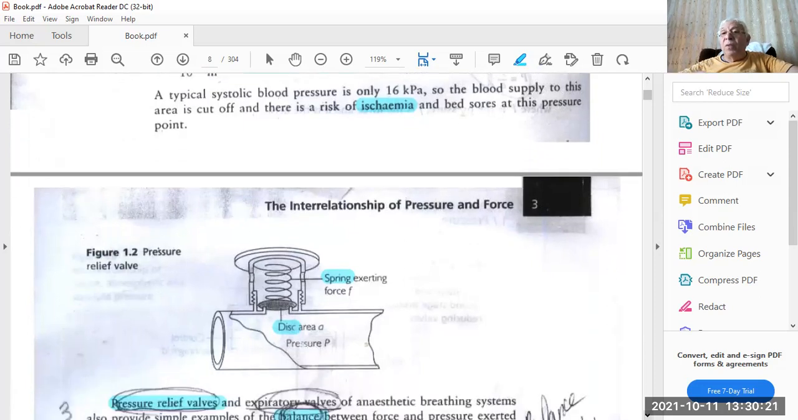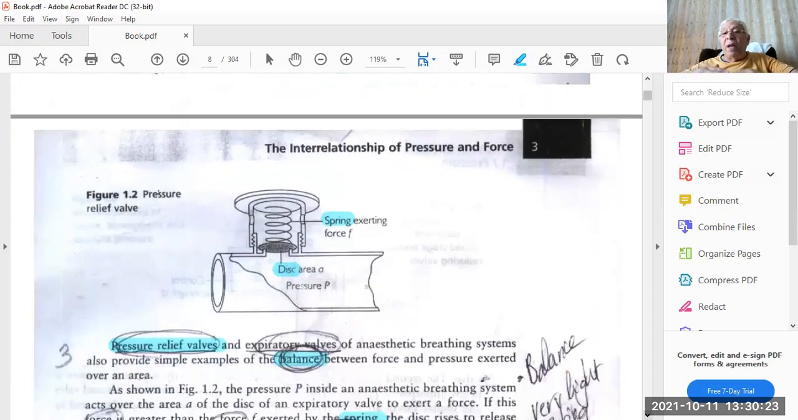The third one is, as we see, the expiratory valve, and we can see that there is a diaphragm acting from above with a spring, and of course the expiration of the patient acting from below. This will cause the diaphragm to move outwards or upwards or downwards.